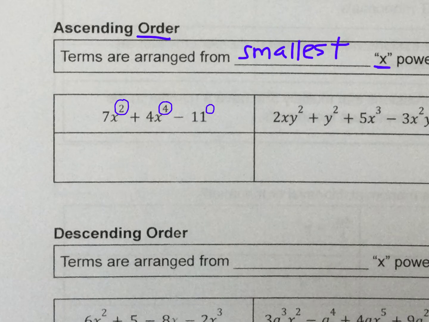So, I'm going to start with my smallest exponent. I'm also going to say plus minus, just to make that clearer for me. The smallest exponent is 0, so I'm going to say negative 11. All right, the next one will be the middle one. That would be the 2. That's a positive 7x squared. And the last one would be plus 4x to the 4th. I've used up all my terms.